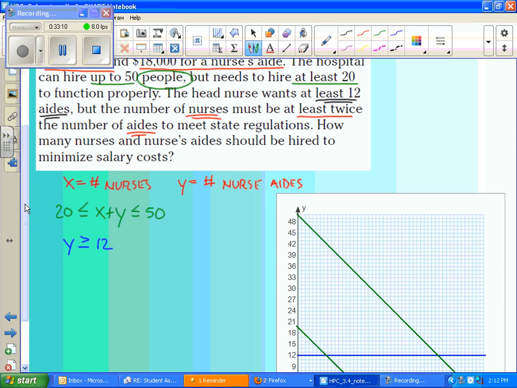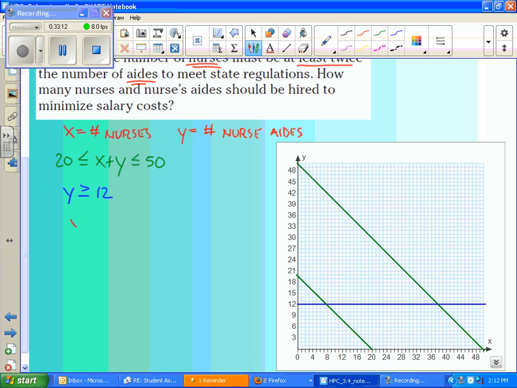And so if x is our nurse, and we want to have at least twice as many, this means if y represents an aide, if I have 1 aide, I have 2 times 1, or 2 nurses. So there's my inequality for that one. Now we're going to change this so we can graph it in slope-intercept form. If I just flip things around, it's 2y less than or equal to x, which means y is less than or equal to 1/2 x, which is slope-intercept, right?